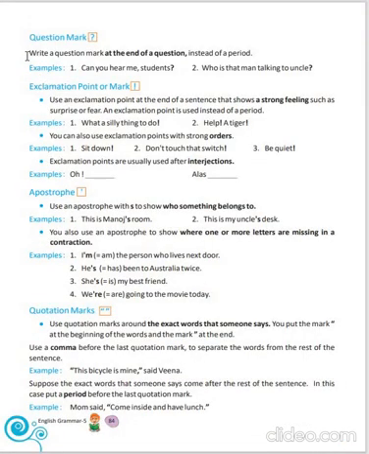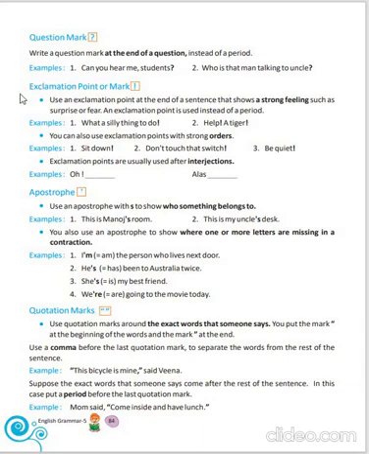Now let's learn where we have to put question mark. So question mark is used when we ask some question. For these we place question mark at the end of a question, like: Where are you going? What is your name? So in all these questions we place question mark at the end.